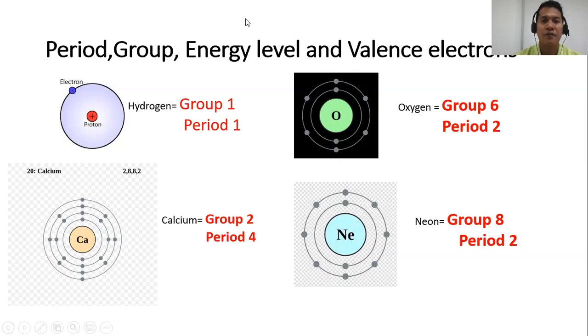But if we are talking about valence electrons, you are just counting the last or the outer shell, the outer orbitals. Again, oxygen, group 6, period 2. So it has 2 rings, and group 6, it has 6 valence electrons. Neon is in group 8, 1, 2, 3, 4, 5, 6, 7, 8. So it has 8 valence electrons, period 2, 1, 2. Okay?